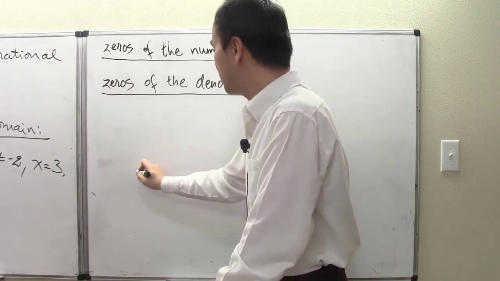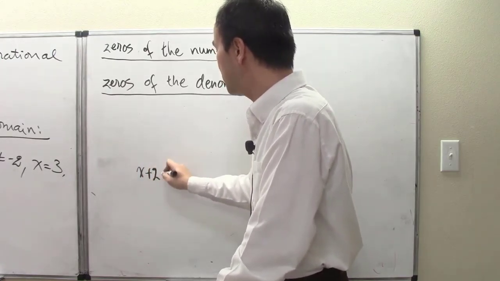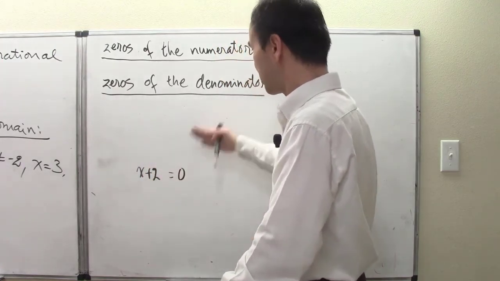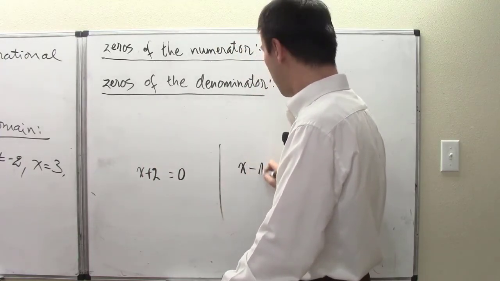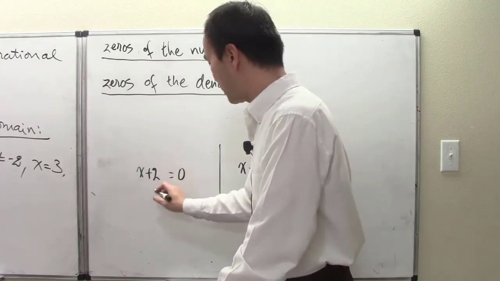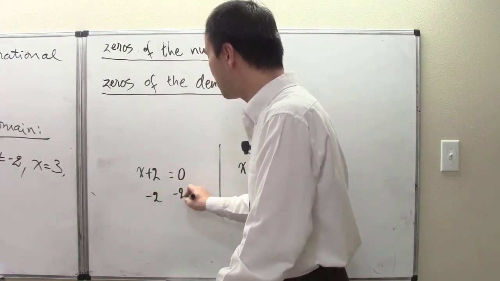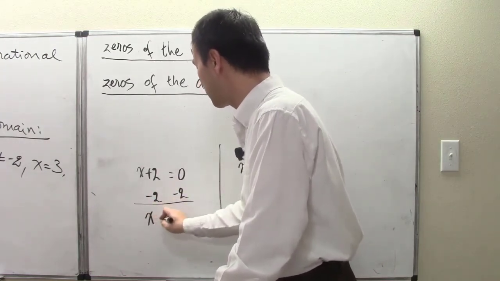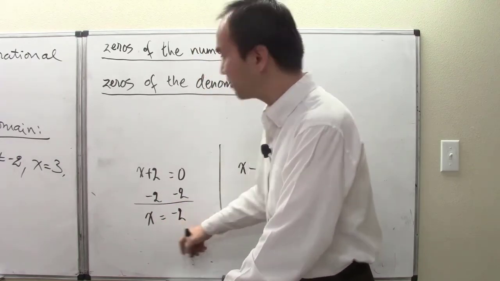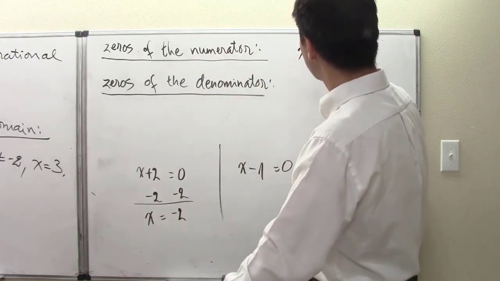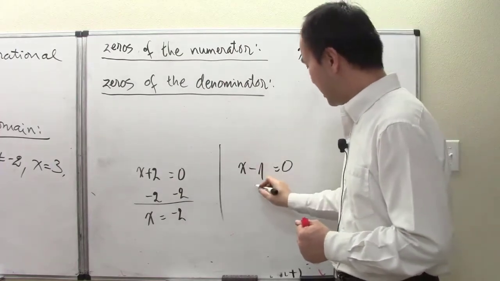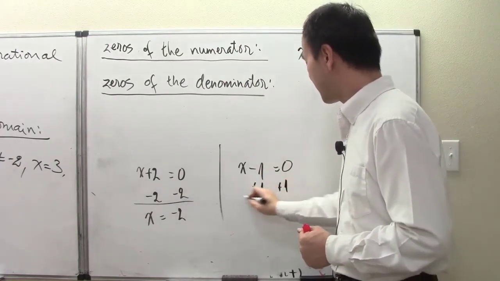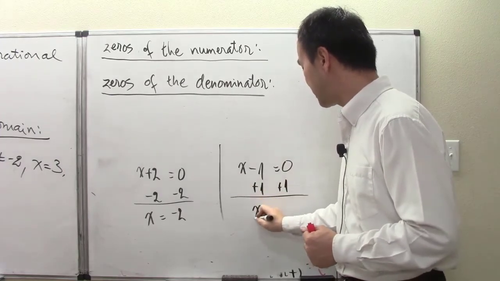So one of them is x plus 2. We set that equal to 0. See, this is scratch work. And then the other one is x minus 1. We set that equal to 0. So for this one, solving for x, we subtract 2 from both sides, and that ends up with x equals -2. With this one, I'm adding 1 to both sides. That leaves me x equals 1.